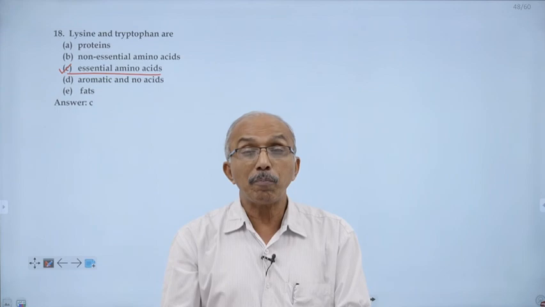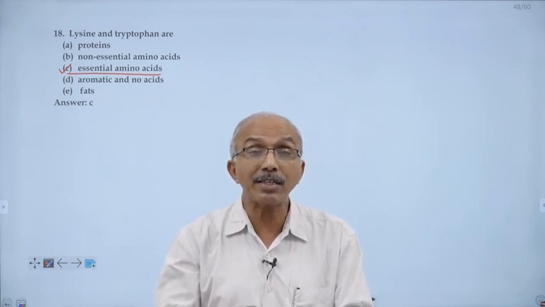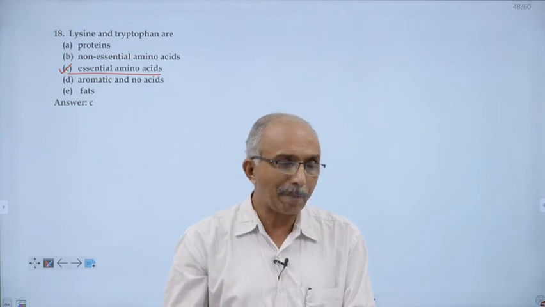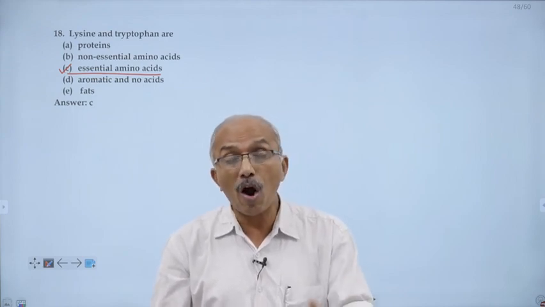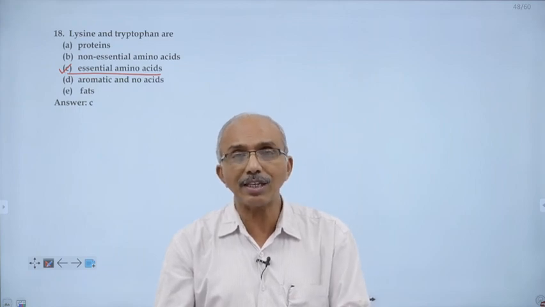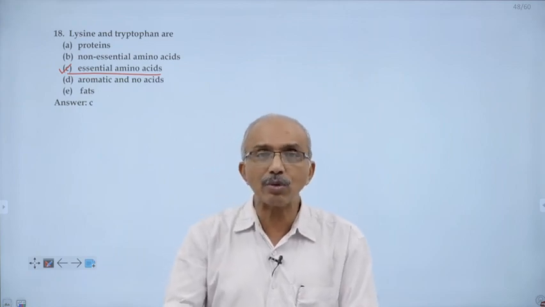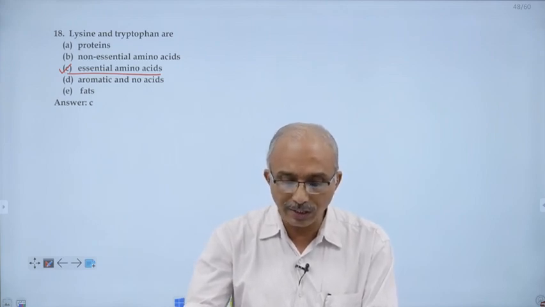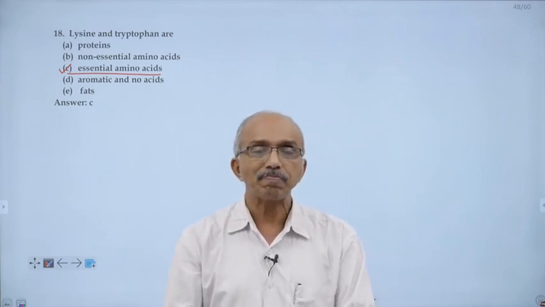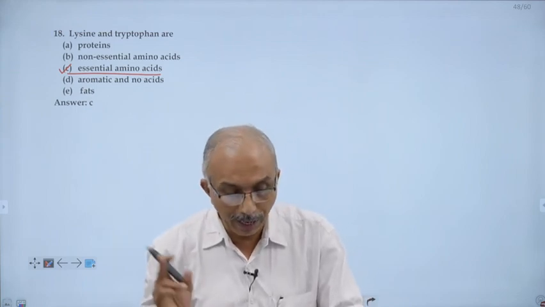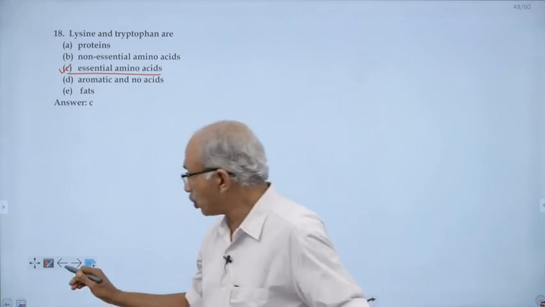But plants can synthesize all the 20 amino acids. But we could not synthesize all the 20. Some we could synthesize, but some others we could not synthesize. So they are called essential amino acids. We could not synthesize them.